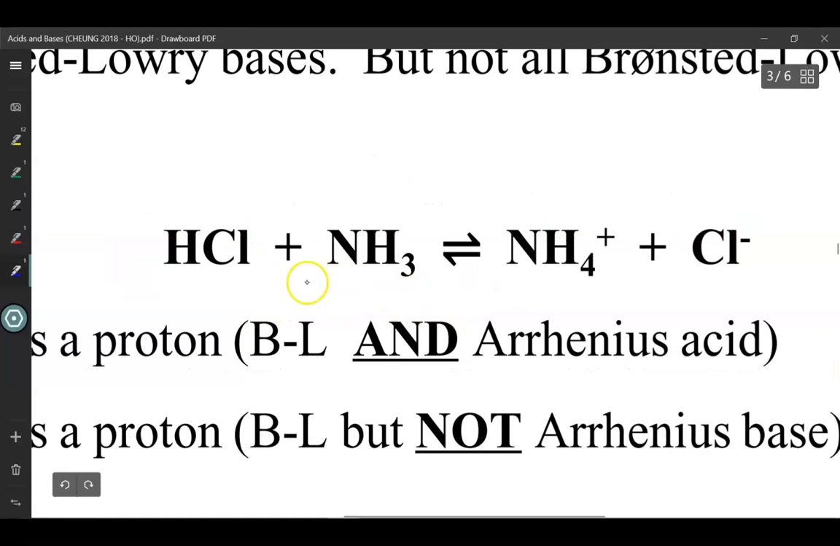Alright, so what I want you to do is press pause and try this question out yourself. Tell me which of these is considered to be acid, which of these is the base, which of these is conjugate acid, which one's conjugate base. Alright, press pause. When you're ready, press play, and we'll take it up.